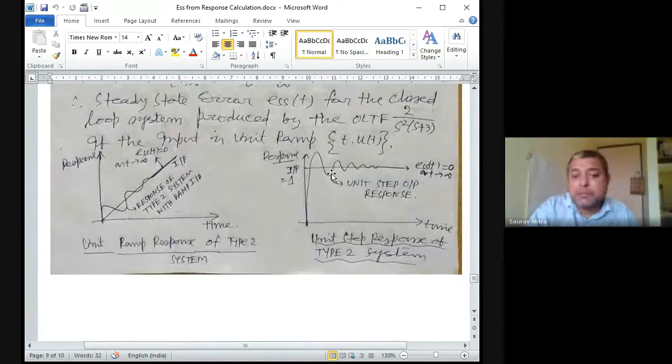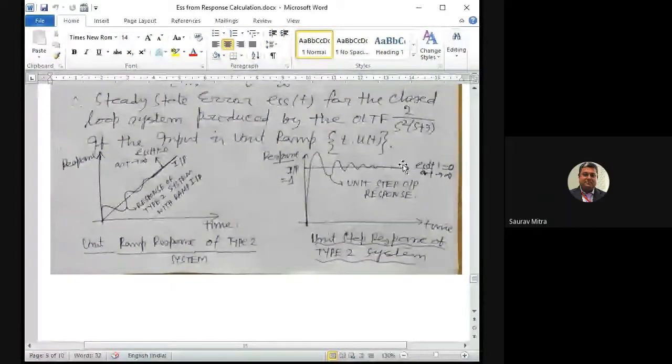This is the unit step input to a type 2 system, and the output is oscillating. Output of what? Given is the open loop transfer function, but we are finding the output C(t) for the closed loop negative feedback system. So by this whole study, we are actually predicting the stability of the closed loop negative feedback system from the open loop G(s)H(s). This is a very important thing. I told you at the start of the session that from the open loop transfer function we try to predict the output and the related stability.